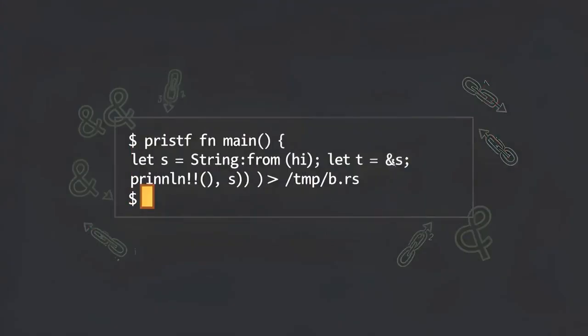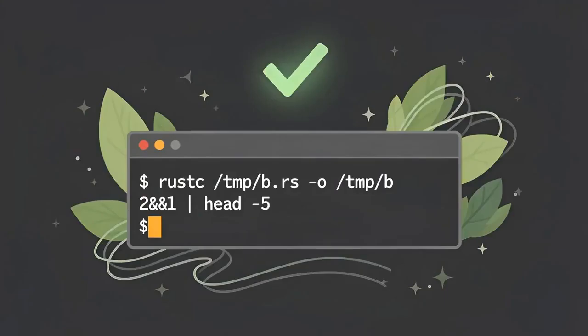Now we write a second file that uses a borrow instead of a move. The ampersand makes t a reference to s, so ownership stays with s, and the original binding remains valid. Compiling this version succeeds with no errors. The borrow checker is satisfied because t only references s, and the print statement uses the still valid original binding.